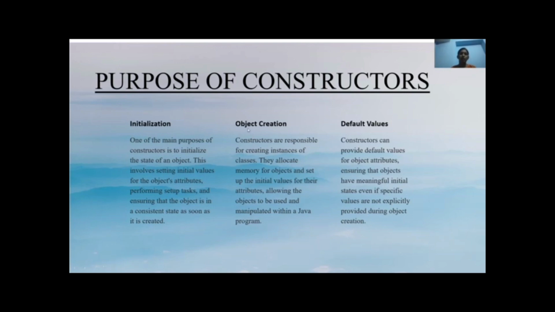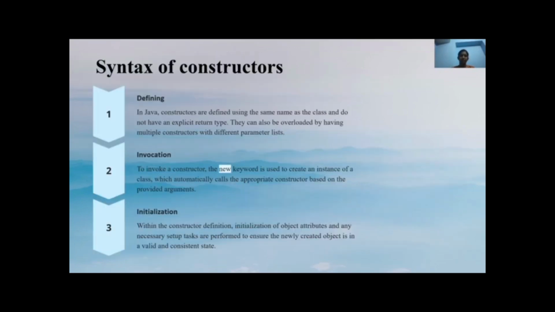And next we have object creation. Constructors are responsible for creating instances of classes. They allocate memory for objects and set up the initial values for their attributes, allowing the objects to be used and manipulated within a Java program. And next we have default values. As we said in the introduction part, constructors can provide default values for object attributes, ensuring that objects have a meaningful initial state even if specific values are not explicitly provided during object creation.